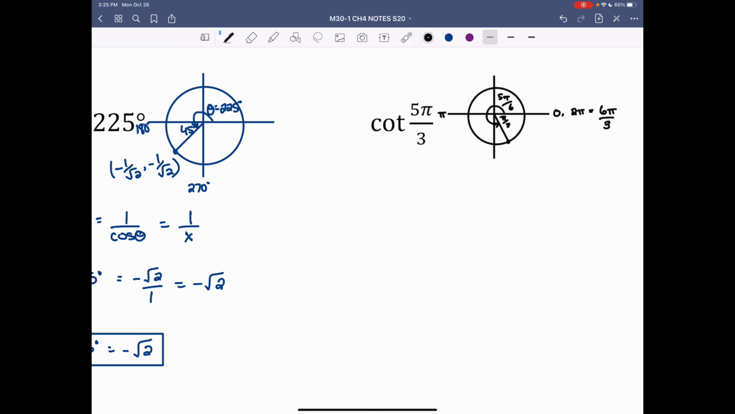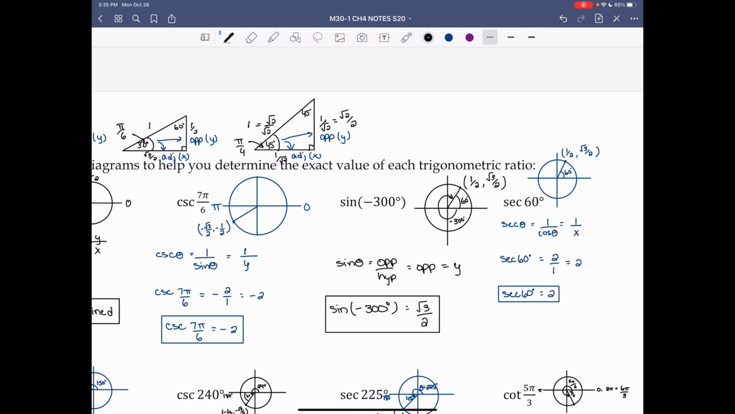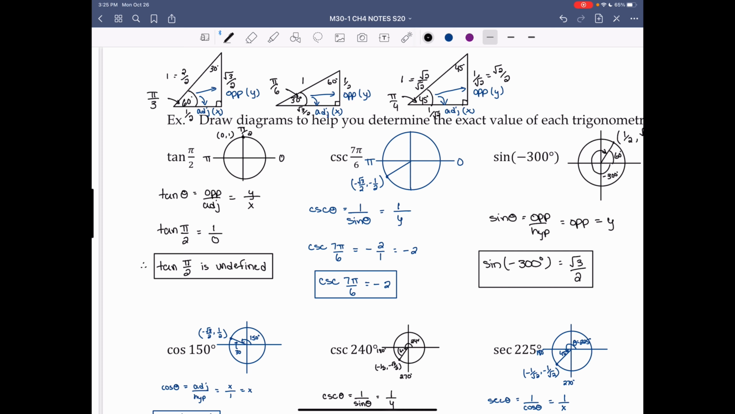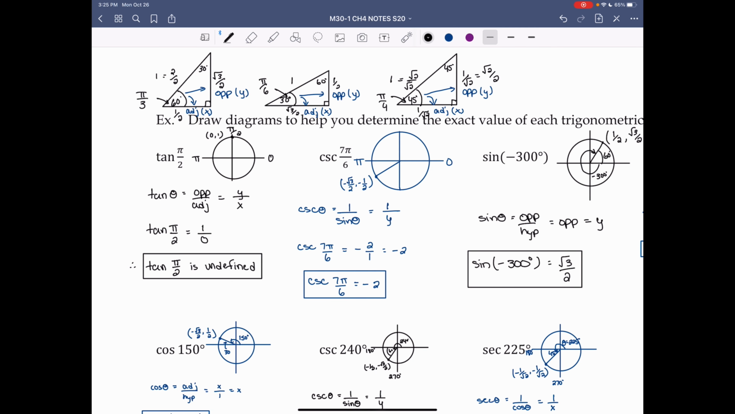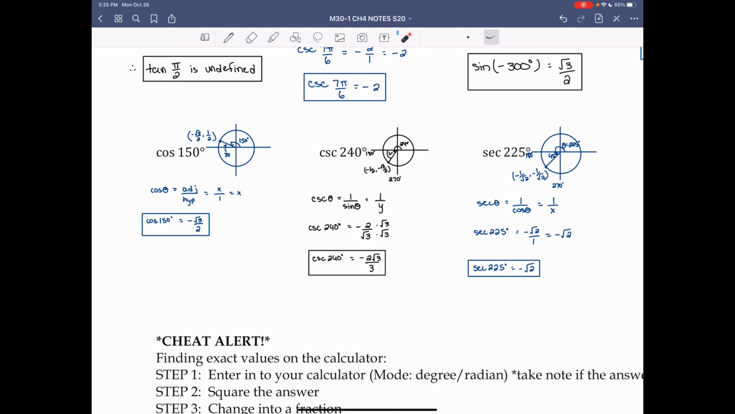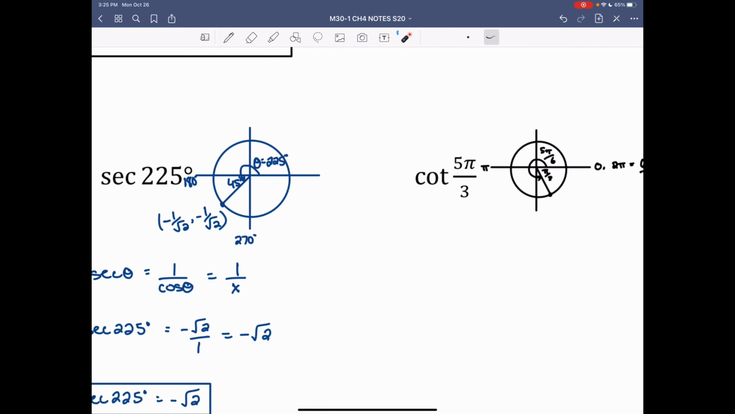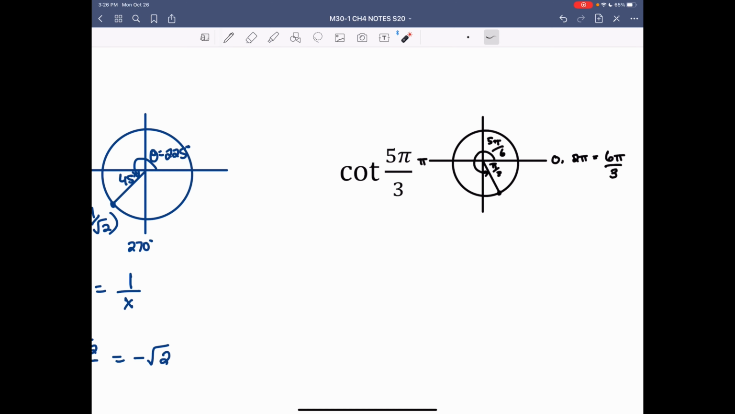Let's check out our special triangles. Looking for the reference angle pi over 3, which is here for 60 degrees. So x is 1/2 and y is root 3 over 2. 1/2 and root 3 over 2. We need to assign the signs for both of them. X would be positive in quadrant 4, so positive 1/2, and y would be negative root 3 over 2.